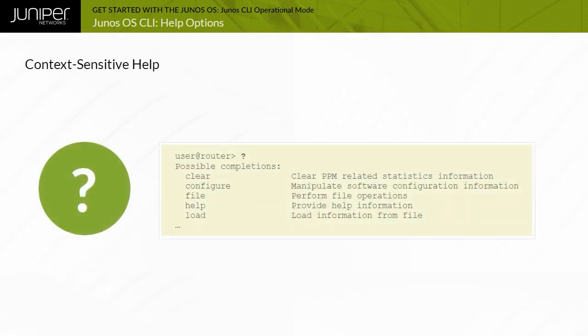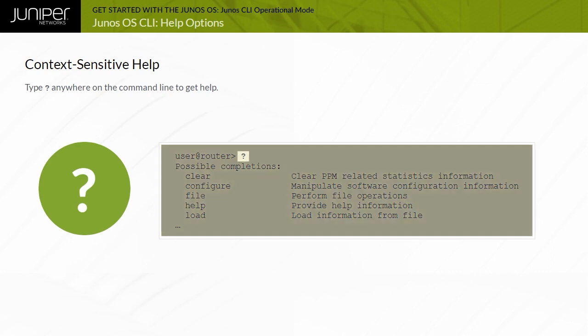The CLI provides context-sensitive help at any point in a command line. Help tells you which options are acceptable at the current point in the command, and provides a brief description of each command or command option. To receive help at any time while in the Junos CLI, type a question mark. You do not need to press Enter.